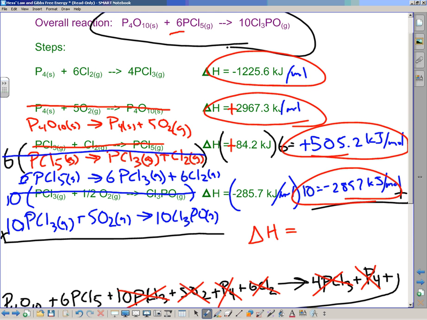It doesn't take this long to add up 4 numbers, people. What do we got here? Let's go. Thank you. Negative 610.1 kilojoules per mole. We agree with his math? Good. Do we have an exothermic or an endothermic reaction here?